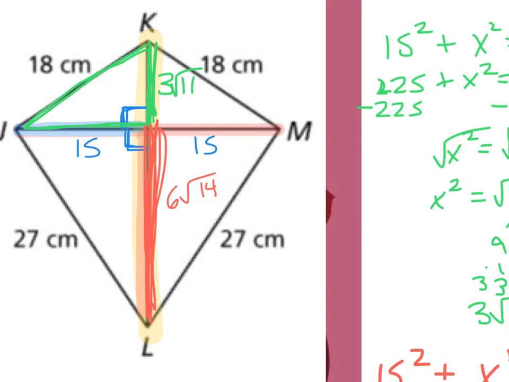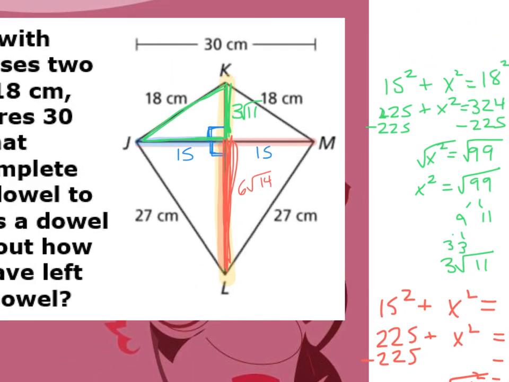So how do we find KL? Do you square them? Why is this so hard?